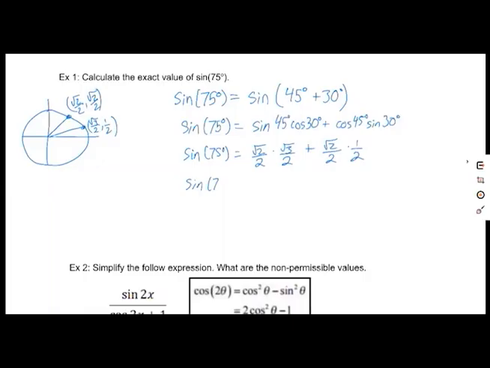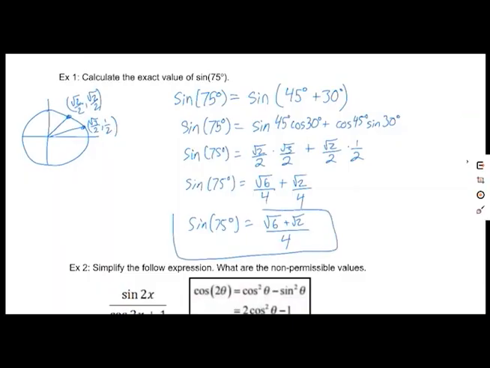So that's going to get me root 6 over 4 plus root 2 over 4. And we would put that together over one denominator, and I would write it as root 6 plus root 2 over 4. I guess if we wanted to, we could factor out a root 2 from there, but that's probably not something we would normally do.